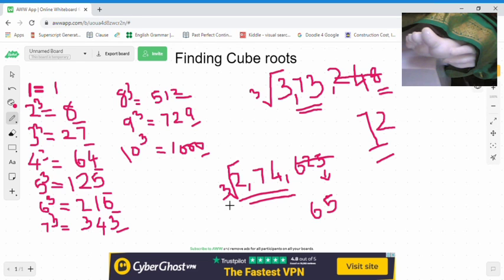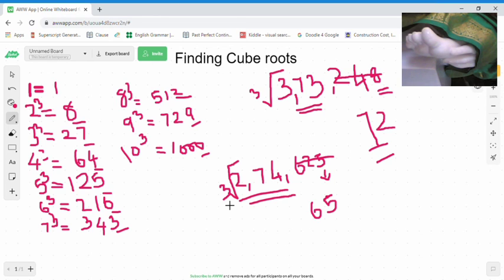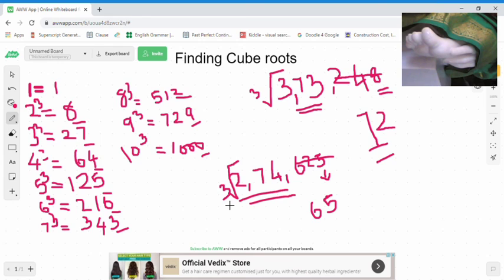I'll repeat the steps once again. First, focus on the last digit of the number given. Then strike out the last 3 digits. Then take care of the rest of the digits. According to that, it will lie between which cube numbers, because we already know the cubes from 1 to 10. Between which it is resting and which is closer, you write that number, and you will get the cube root of the given number.